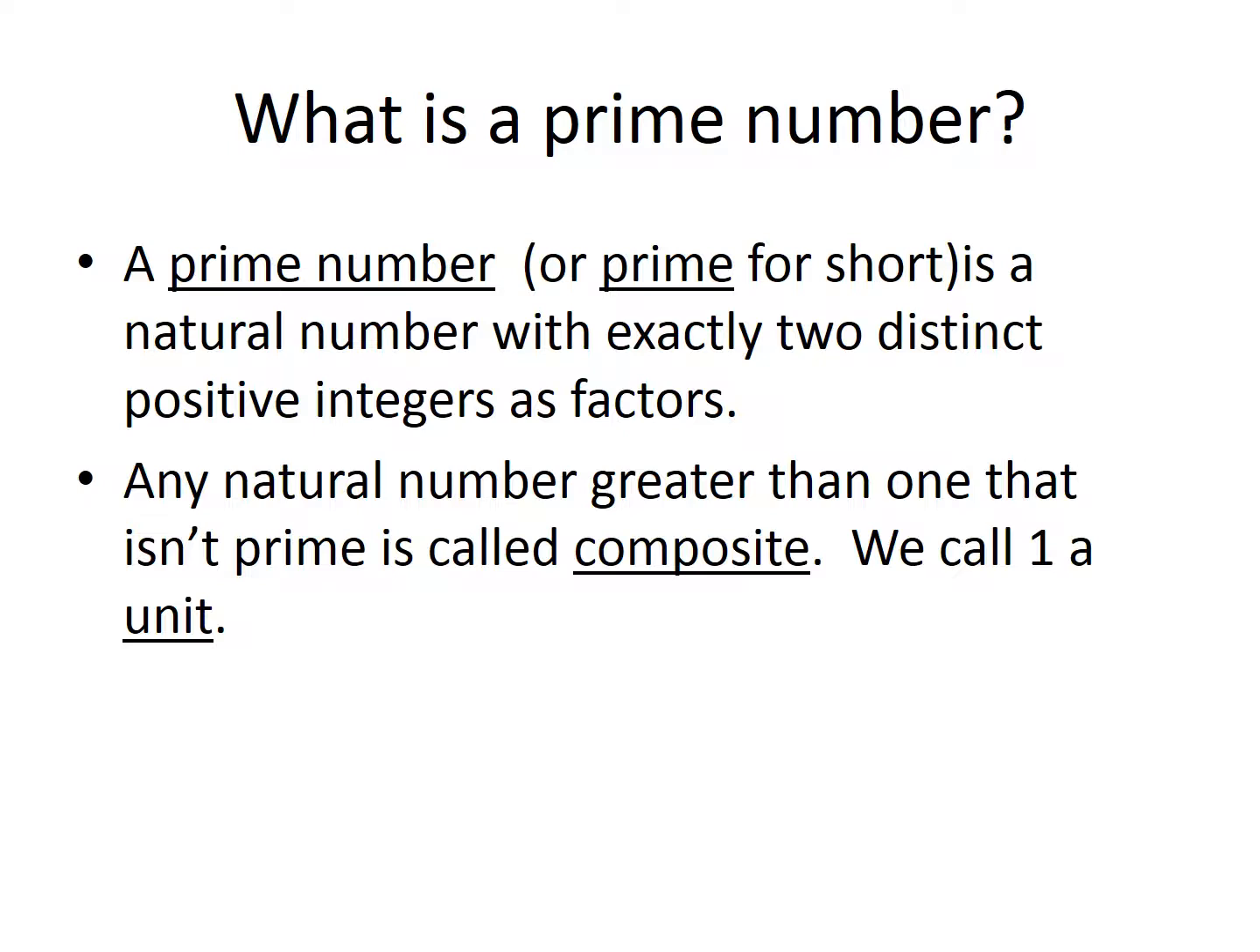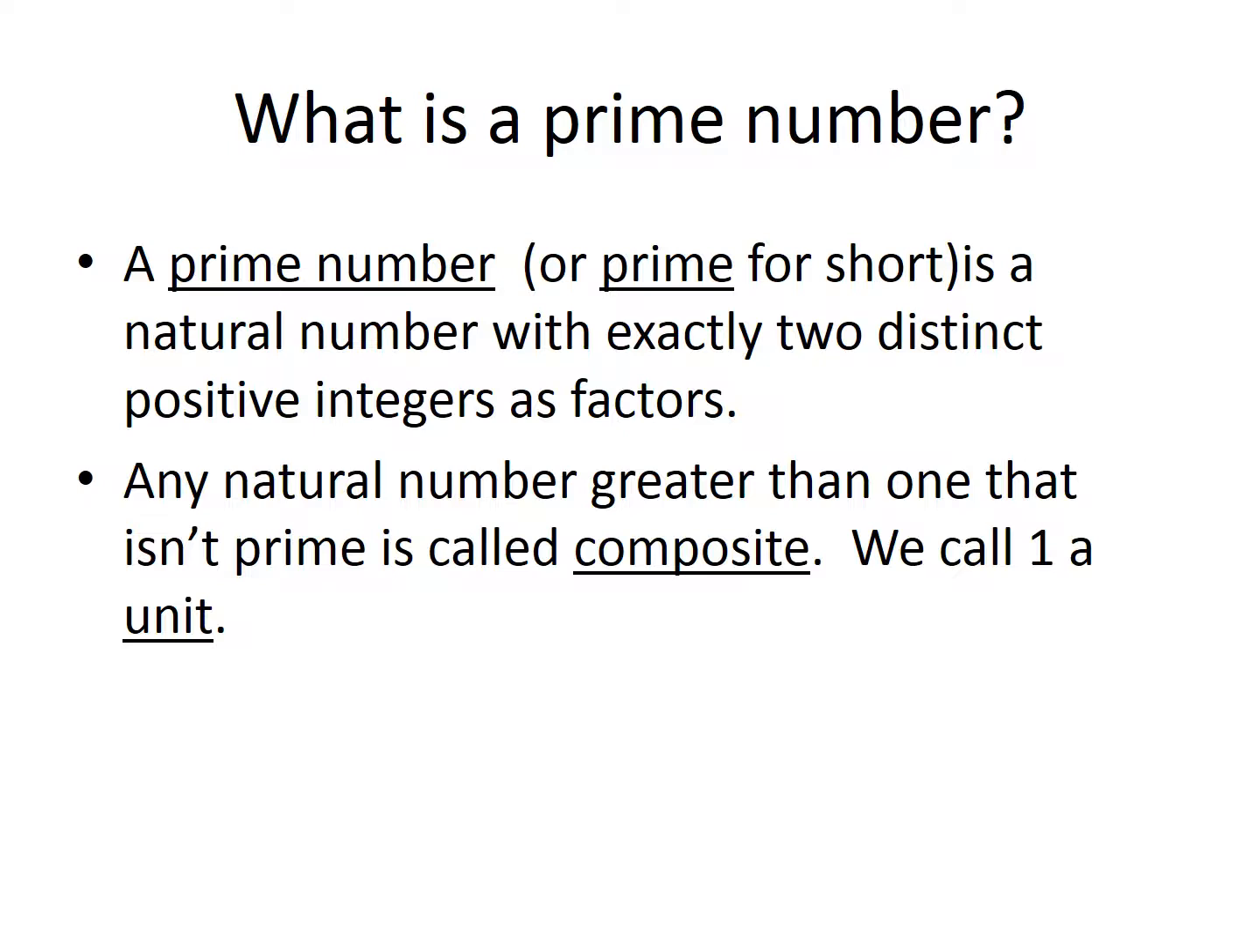The number 1 only has one factor that's a positive whole number, itself. So we call 1 a unit. And any number that has more than 2 factors we call composite. So for example, 12 is divisible by 1 and 12, but it also has factors 2, 3, 4, and 6. So many more factors than 2.